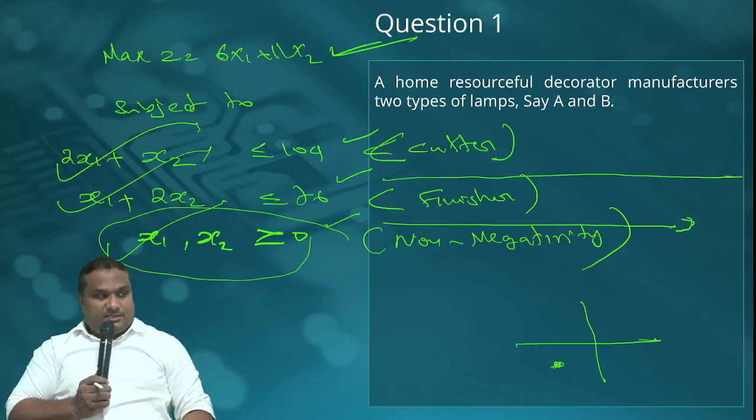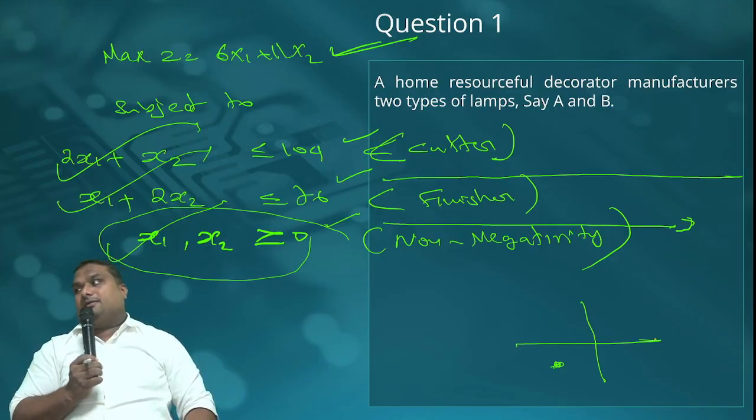How did the 76 come? How did the x1 plus 2x2 come? x1 comma x2 greater than or equal to 0. That is a non-negativity constraint. Deal or no deal? Happy or unhappy? Tell me, my dear friends.